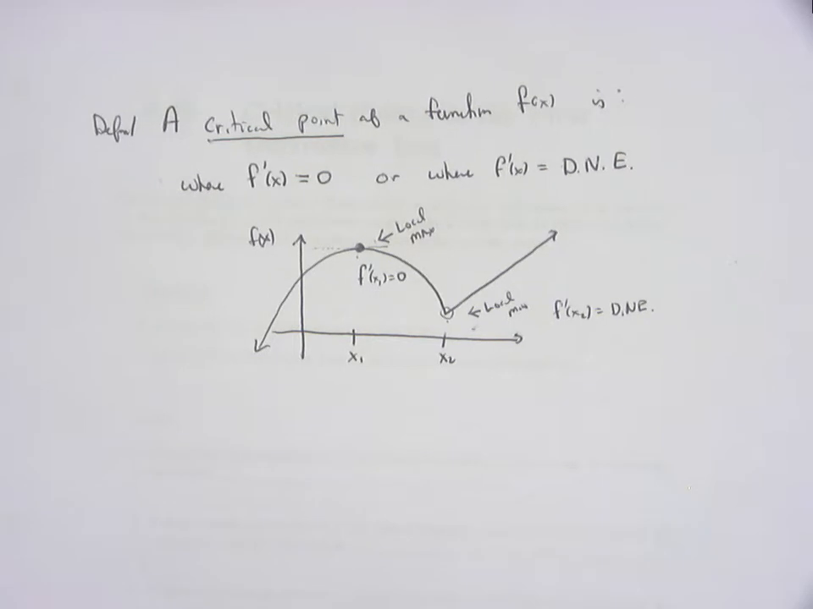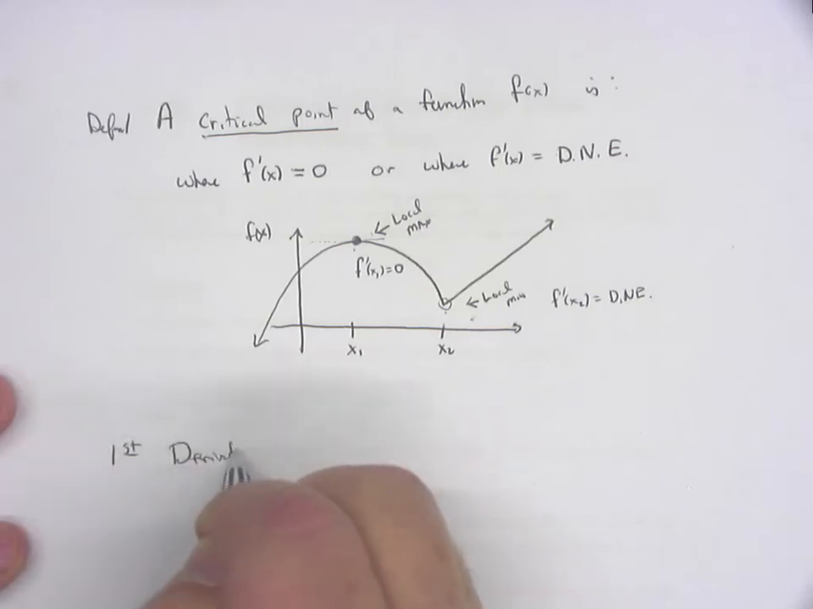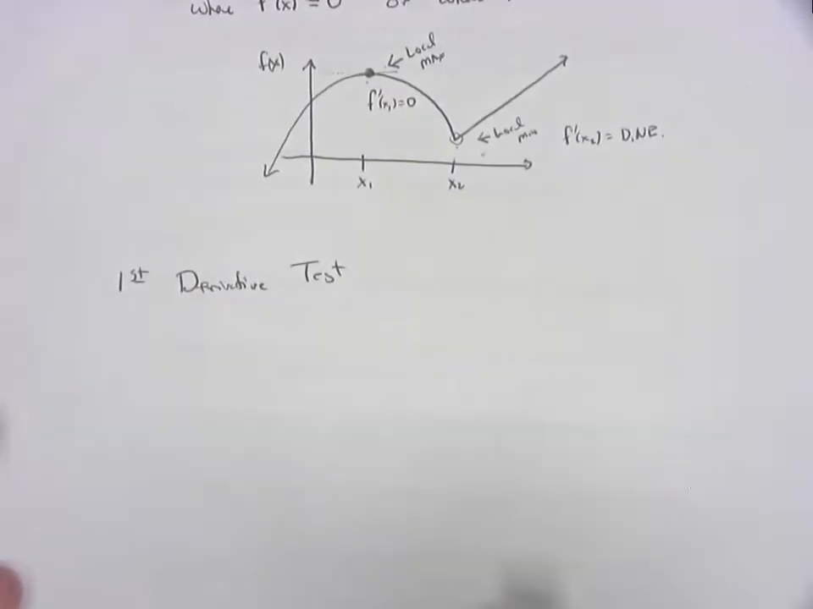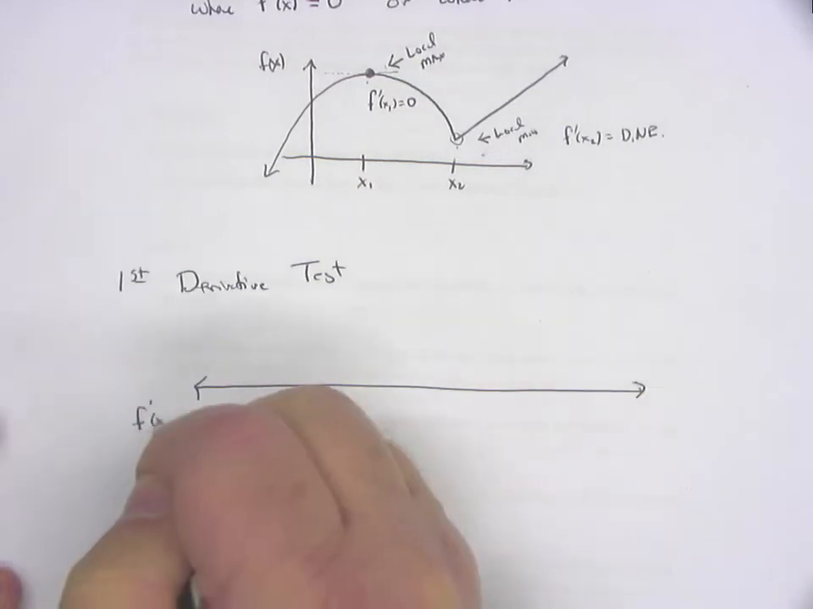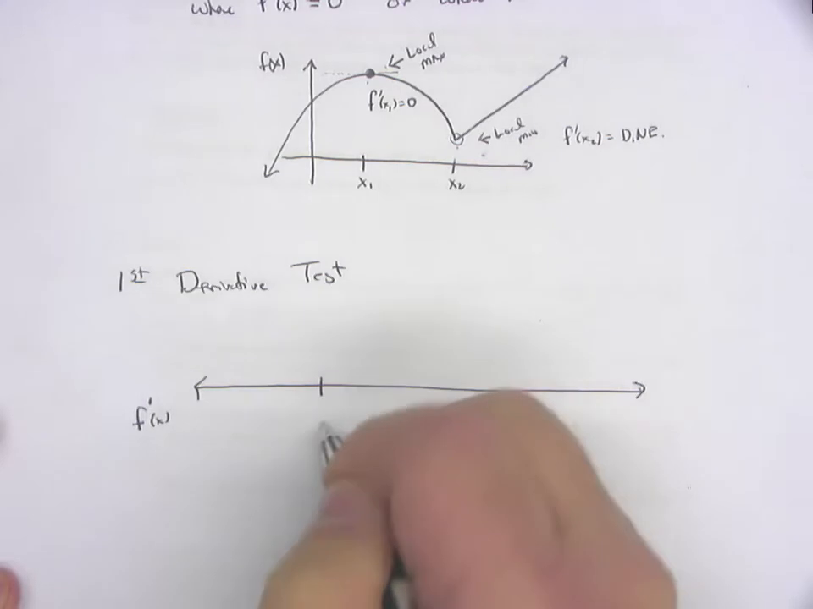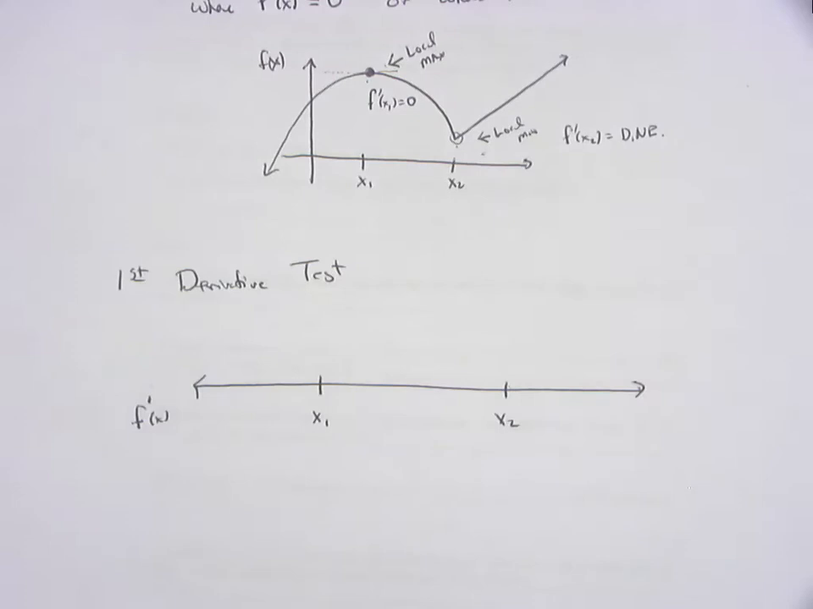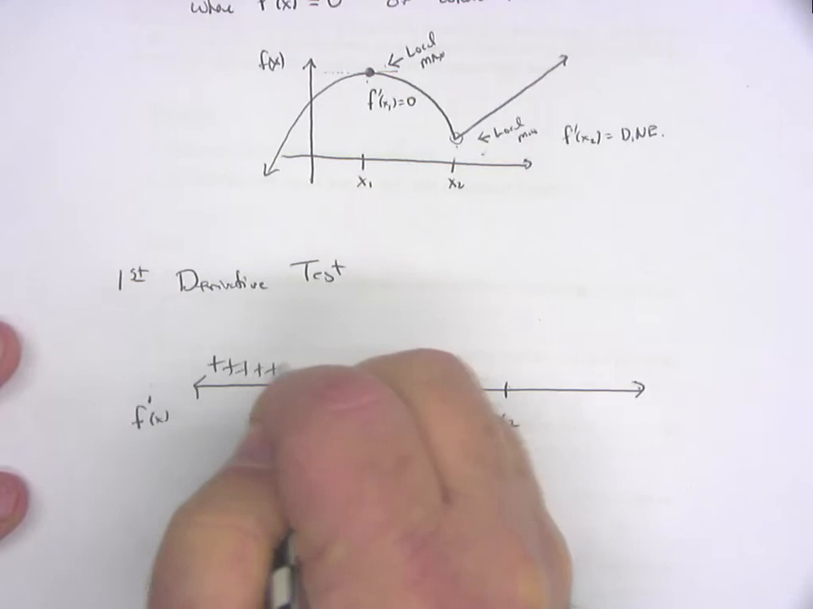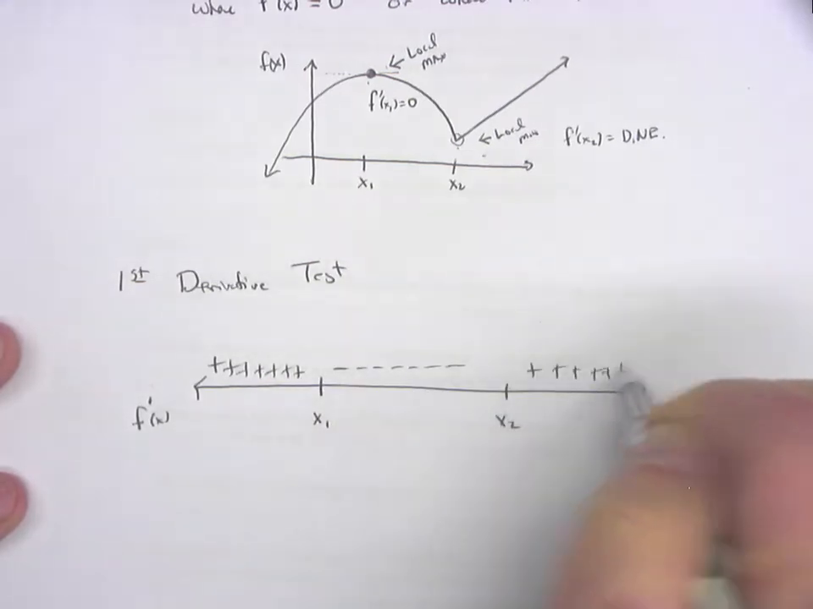Now, carrying it on, we have something called the first derivative test. The first derivative test is analyzing the number line of the derivative. So you had your critical points here at x1 and here at x2. I'm just going to put two of these on here. And let's say this was plus, plus, plus, plus, plus, increasing, and then over here it was decreasing, and then it was increasing again.